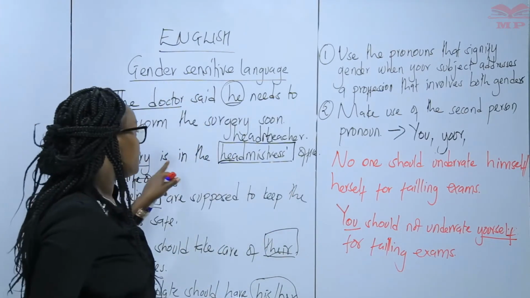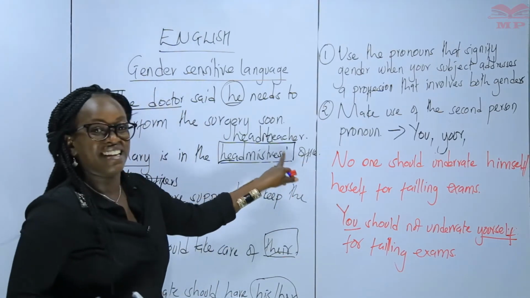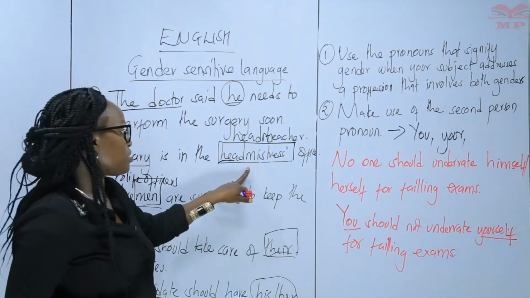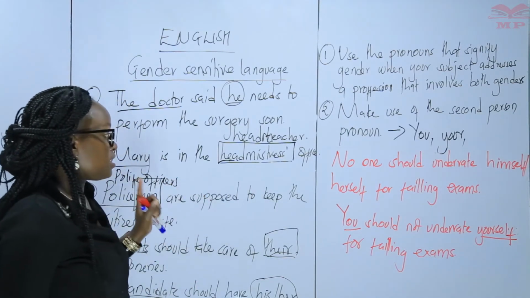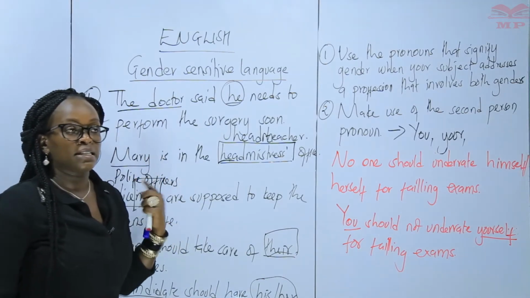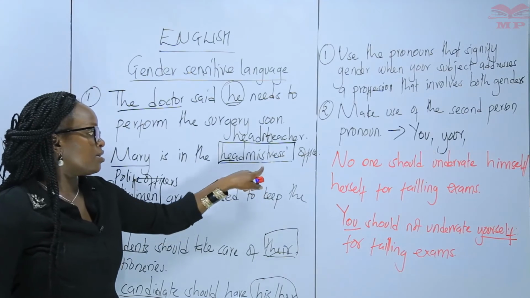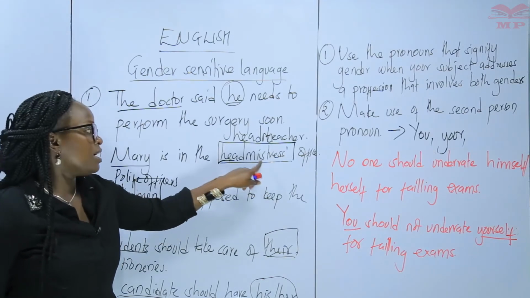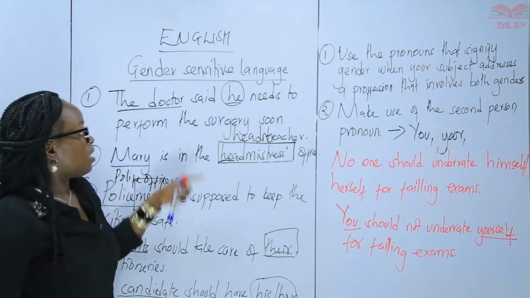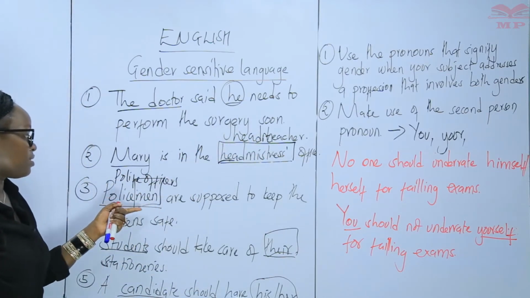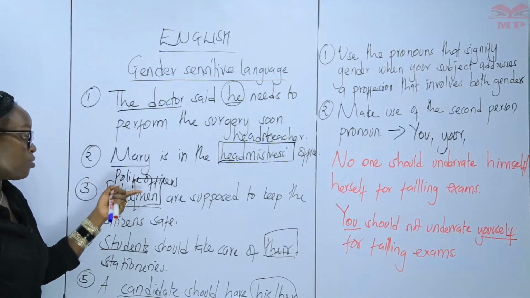So Mary is in the headmistress's office, to show that the office belongs to the headmistress. What I'm also driving at is, in the case that you are addressing people in general, avoid using gender biased words like headmistress. Instead, talk about head teacher. Even in a word like policeman, use a more gender neutral term such as police officer.